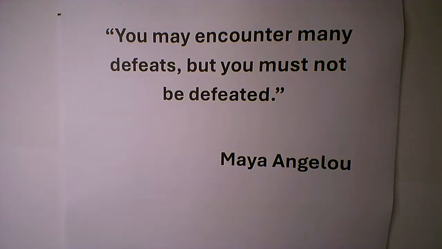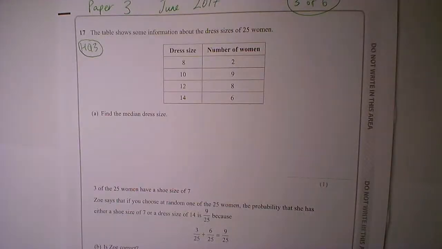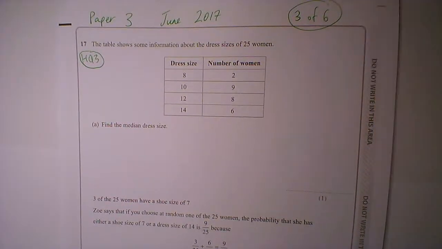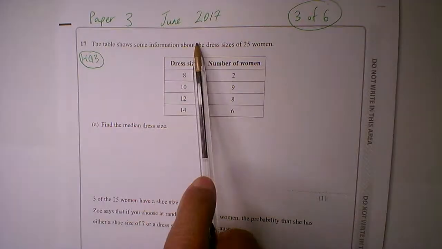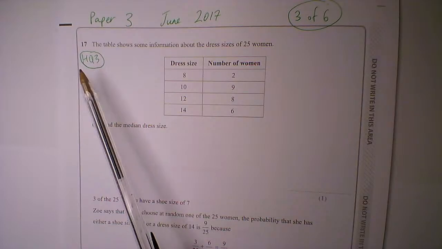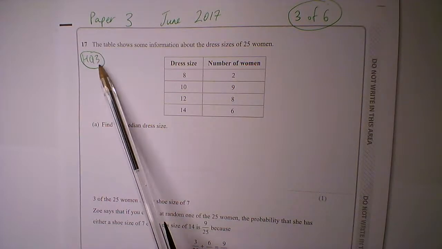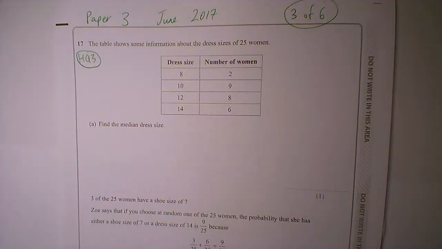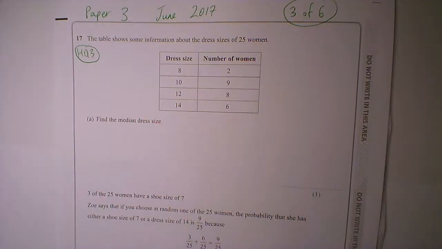All right, so let's look at the third question of our 6. Okay, so this is from paper 3, June 2017. Okay, press pause and have a go, and you can see this is both a higher and foundation question. This is question 3 from the higher paper. Press pause, and when you are ready, press play for the answer.